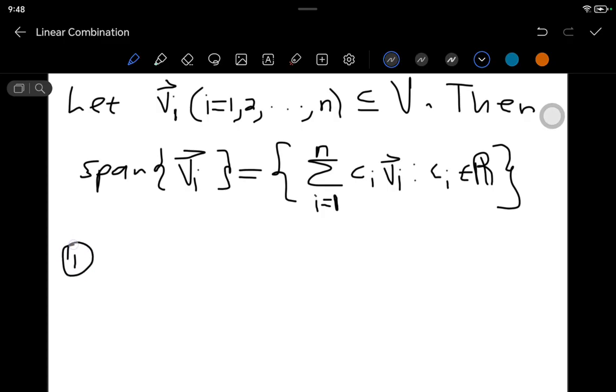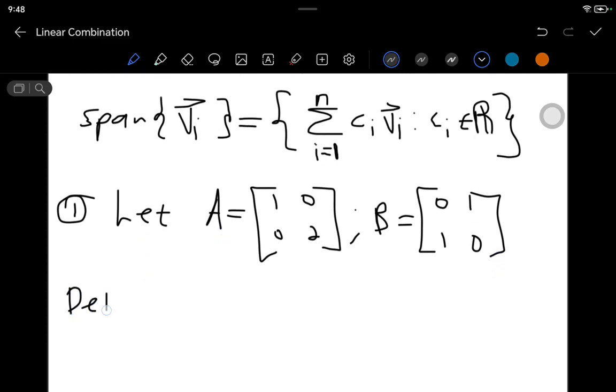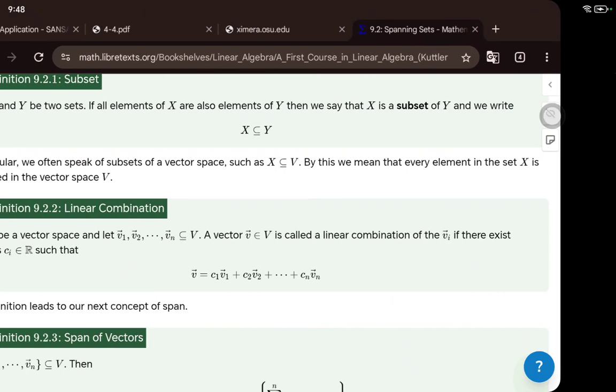Last time we spoke about a few questions. We're going to check how to answer questions. So let's say we're given A equals 1 0 0 2, and B equals 0 1 0 1. And then they ask us to determine if A and B are in span M1, M2.